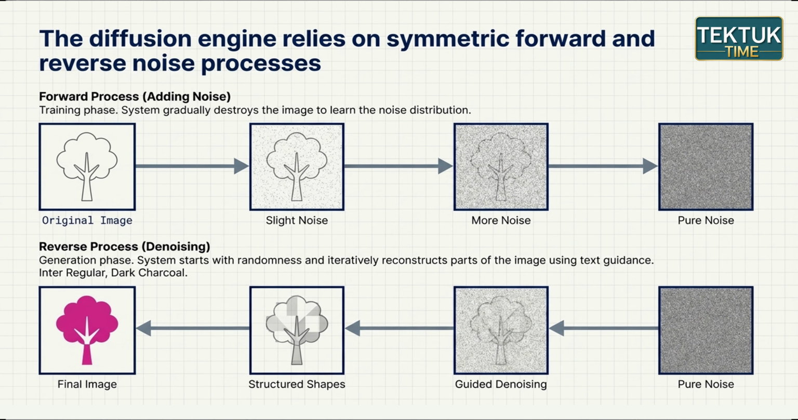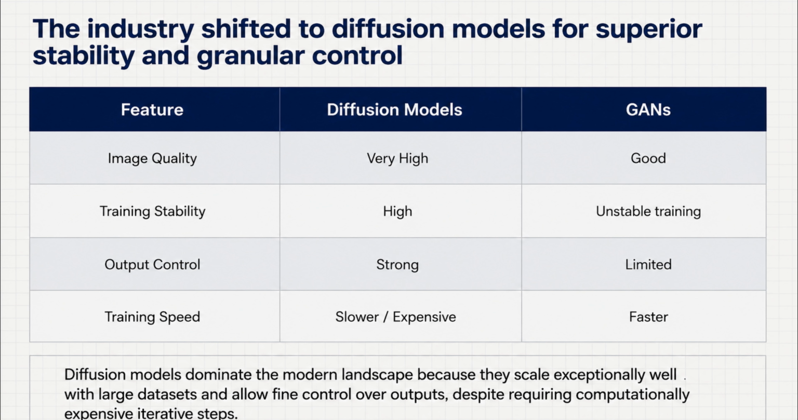You might be wondering, why use this specific method over older technologies like generative adversarial networks or GANs? Well, even though diffusion models require computationally expensive, iterative steps and are generally slower, they offer vastly superior training stability and incredibly granular output control.